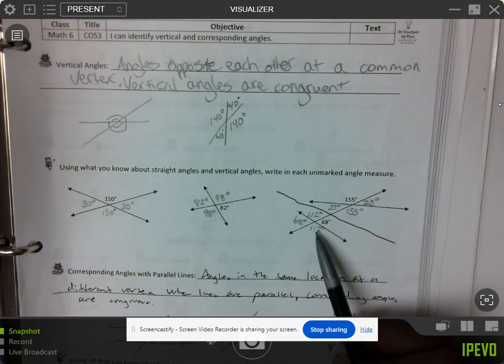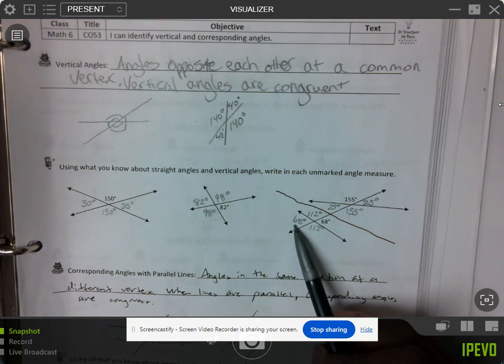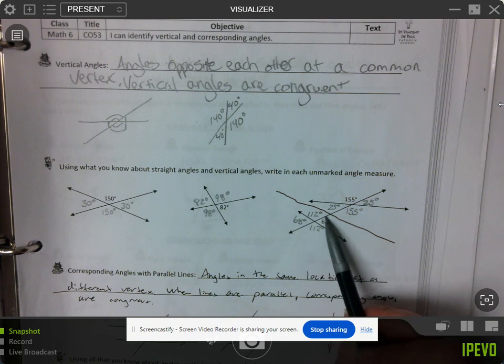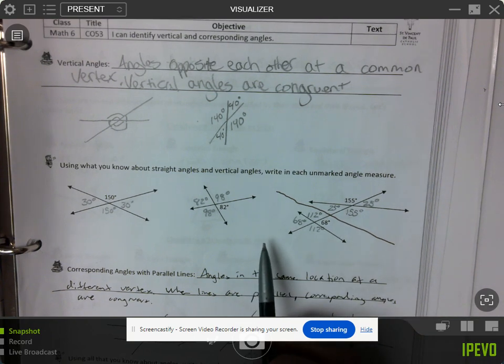On the bottom, we have 68 degrees. Vertical angle is 68 degrees. Supplementary, 68 and 112 degrees equals 180. So vertical, this one has to be 112 degrees also. Any questions on the vertical angles?